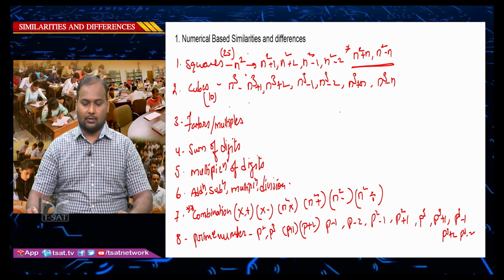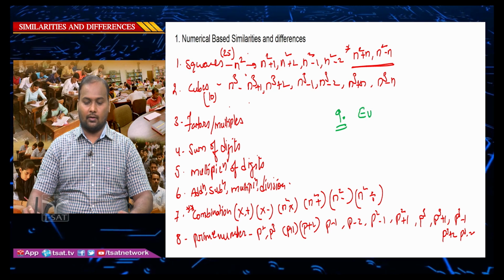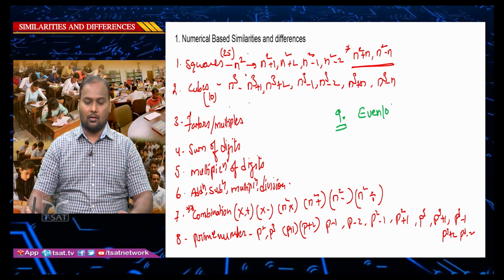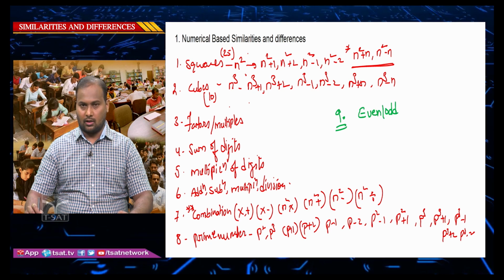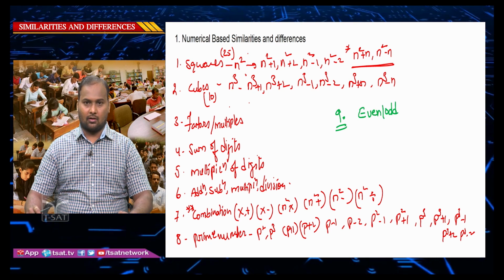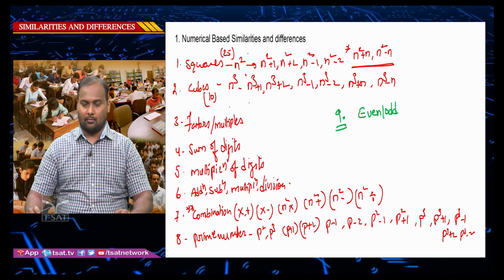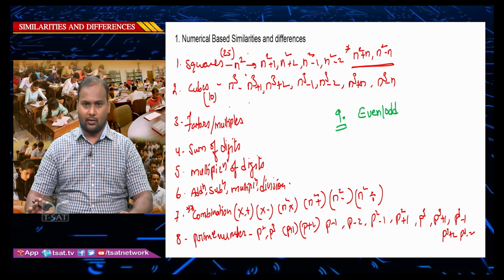The next type that we are going to see is the 9th type, which is based on even or odd. In these questions, generally three options will be even numbers and one option will be an odd number, or three options will be odd numbers and one option will be an even number. So these are the different areas where they might ask a question.